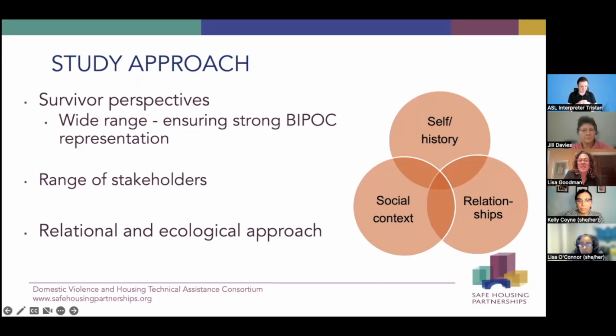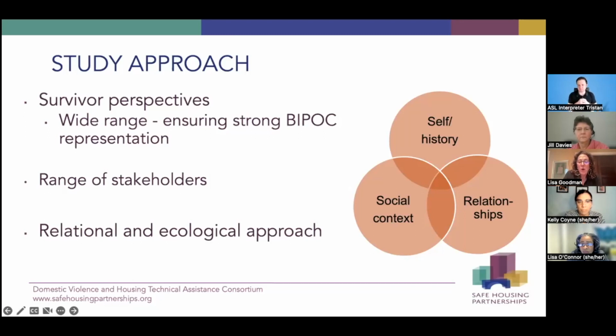So 3 ideas framed our approach to this study. One, we wanted to elicit the perspectives of survivors themselves to highlight their experience, their recommendations, and in particular to ensure a strong representation of BIPOC survivors given their centrality in discussions of alternatives to the police. And to do this, we partnered with community programs across the country. I'll tell you where in a few minutes.